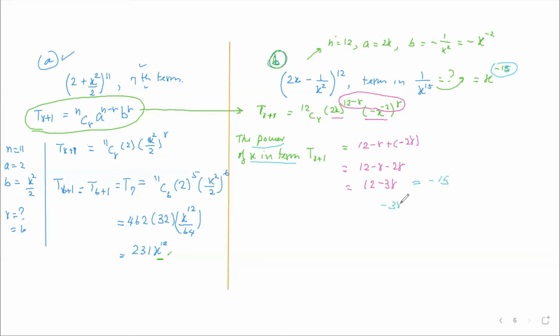So minus 3r equal to minus 15 become minus 27. That means r equal to 9. Now we get r equal to 9. Once we got r, the value of r, then you replace back to this one again to get the term of 1 over x power 5. So you put it back there.